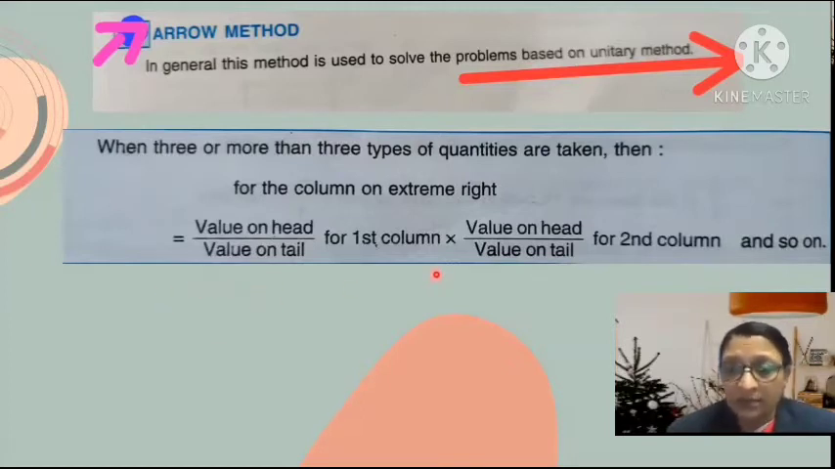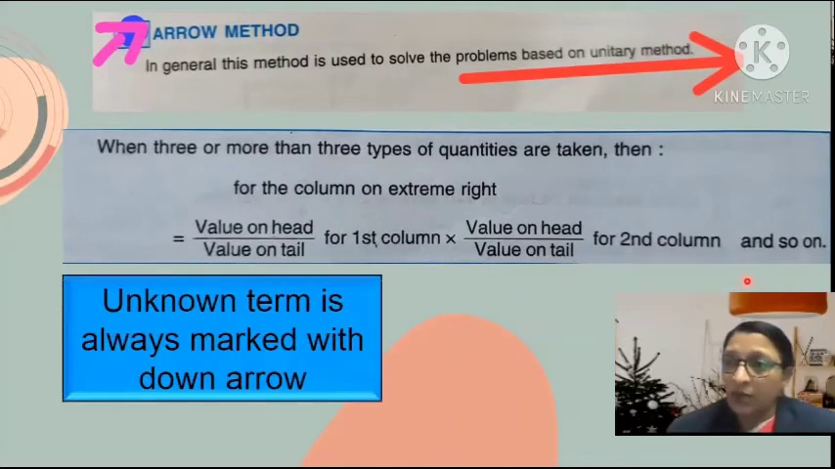In the first column, multiplied by value on the head of the arrow upon value on the tail of the arrow in the second column, and so on, depending on the number of columns. One more thing you have to keep in your mind: the unknown quantity we always have to keep in the extreme right column. And the unknown quantity is always marked with the downward arrow.